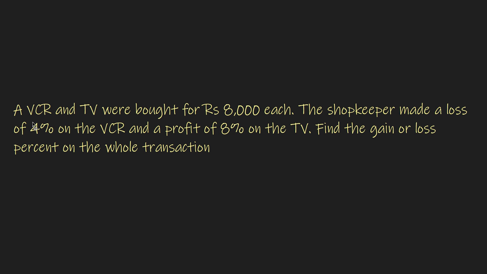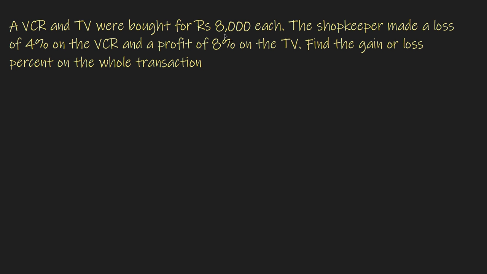Let us look at the question. A VCR and TV were bought for rupees 8,000 each. The shopkeeper made a loss of 4% on the VCR and a profit of 8% on the TV. Find the gain or loss percent on the whole transaction.